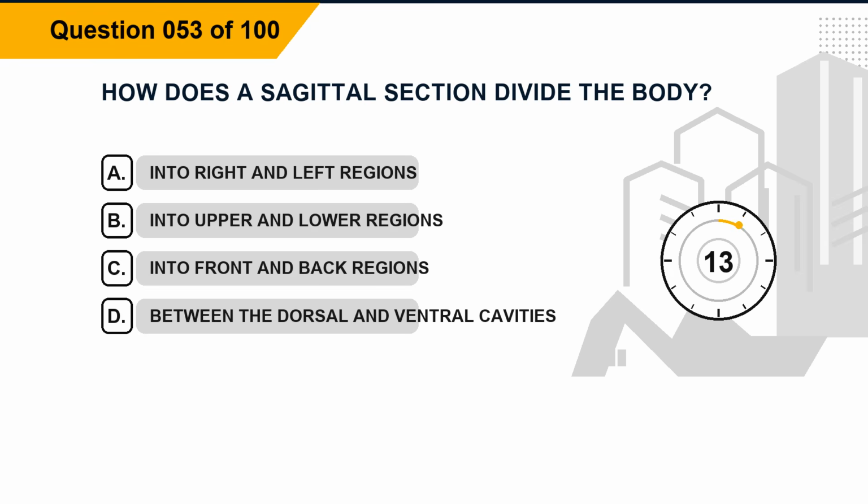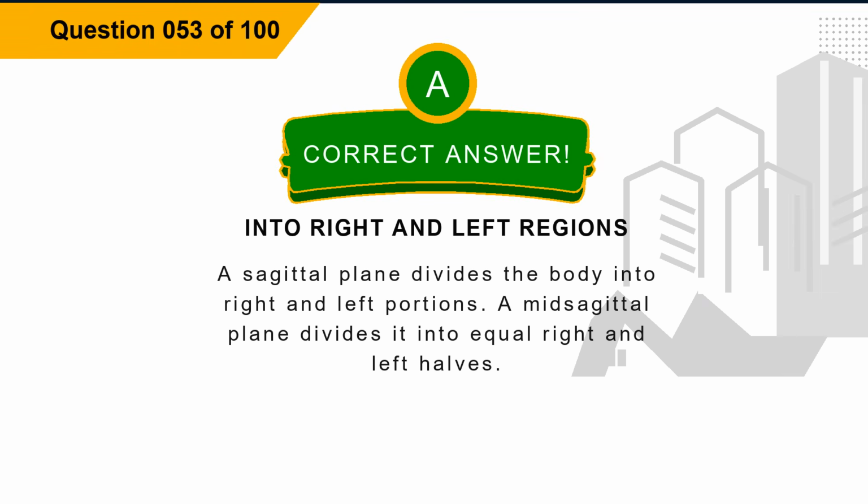Question 53. How does a sagittal section divide the body? Option A, into right and left regions. Option B, into upper and lower regions. Option C, into front and back regions. Option D, between the dorsal and ventral cavities. The correct answer is option A, into right and left regions. Explanation: a sagittal plane divides the body into right and left portions. A mid-sagittal plane divides it into equal right and left halves.